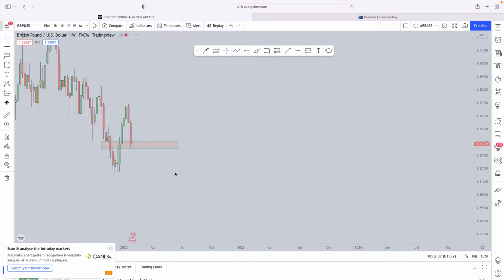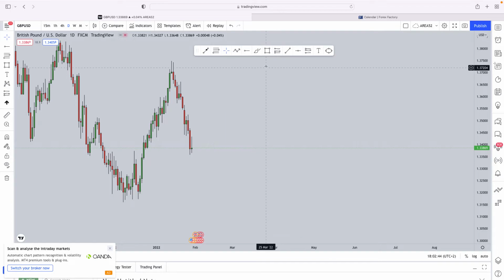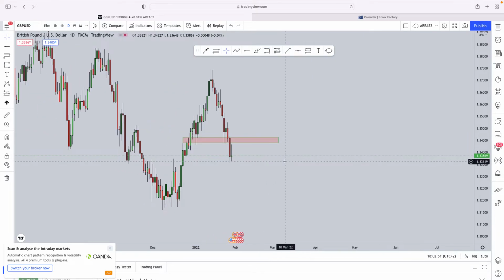Now, from a daily perspective, what kind of structure do we have over here? We can see how the market had printed this structure over here as well. This is the most important structure that we need to look out for, because the structure here acted as resistance, support a couple of times, and it's once again acting as resistance.